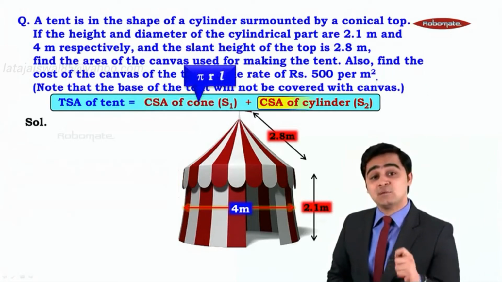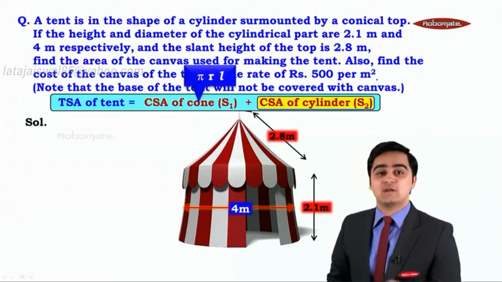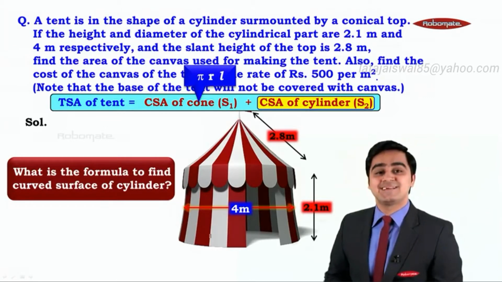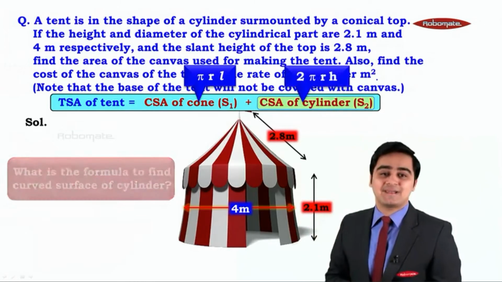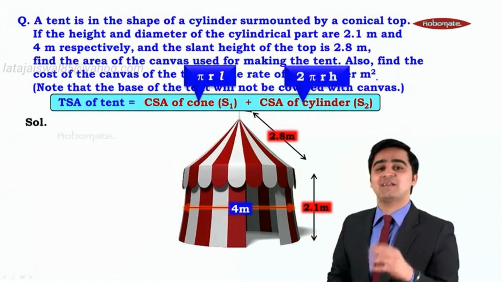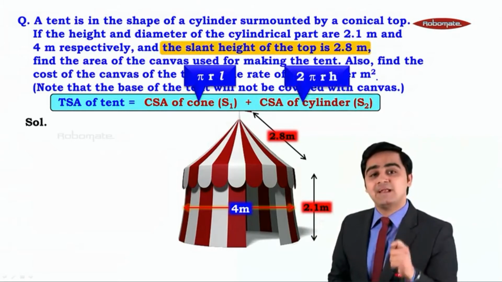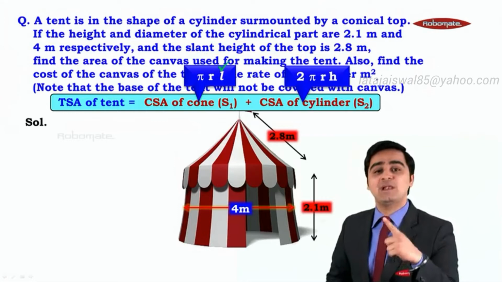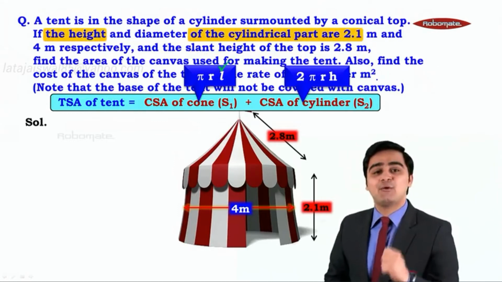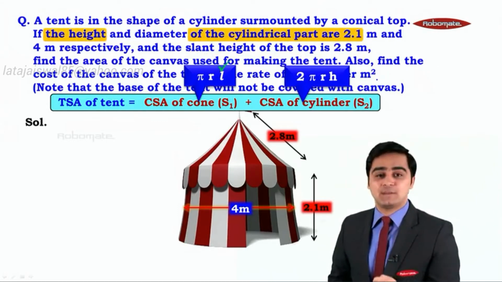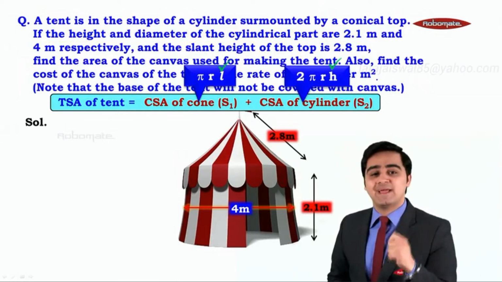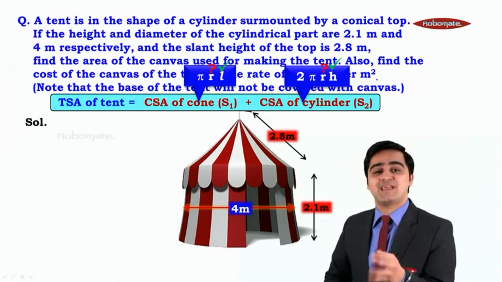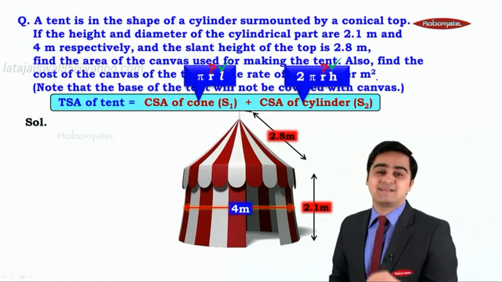Now my dear students, let us focus on curved surface area of the cylinder. What is the formula to find curved surface area of the cylinder? Yes, it is 2 pi RH. Now let us focus on the given information. We have the slant height of the cone equal to 2.8 meter. So we have small l. Next, the height of the cylindrical part is given as 2.1 meter. So we can say that we have small h. So the only parameter which we need to find for getting total surface area of the tent is the radius.